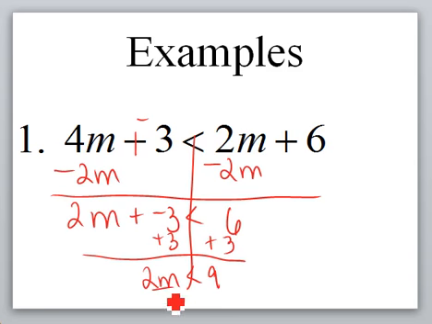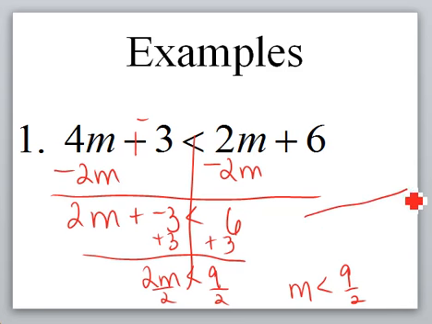We'll divide by 2 on both sides, and we end up with the answer m is less than 9/2. We can create a graph of this very quickly by placing 9/2 on the number line. 5 to the right, 4 to the left, open circle, and we will shade to the left.